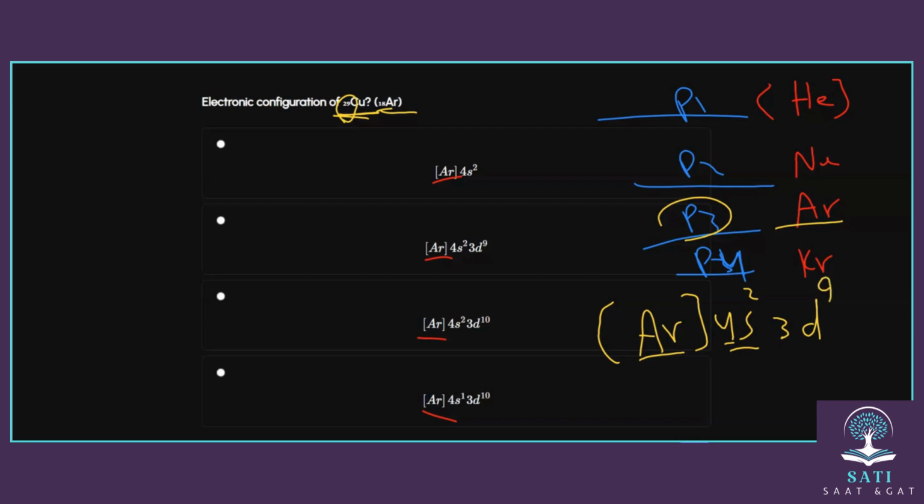This is now the expected electronic configuration of copper. But now, what will be the real one? As we said, it's similar to the question before this question. So what will happen now? This 4s is full, and the D is not full.